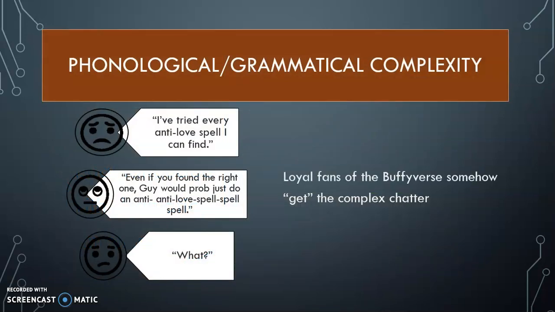The last aspect of Buffyspeak that we're looking at is the phonological and grammatical complexity of some of the dialogue between the characters. In the episode titled Him, Willow explains, "I've tried every anti-love spell I can find." Anya reciprocates by saying, "Even if you found the right one, Guy would probably just do an anti-love spell." And Willow, of course, says, "What?" Which proves that there can be confusion within the complex chatter of Buffy. However, loyal fans of the show somehow get it and understand the Slayer slang.